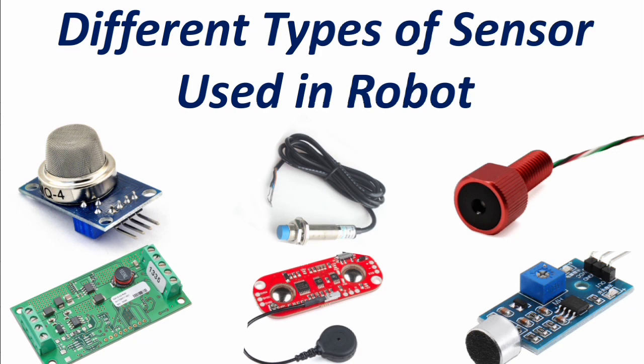I am Mohammad Zaid. In this video, we are going to discuss different types of sensors used in robots. Now first we understand what a sensor is. A sensor is an electronic device that senses the object and generates an electrical signal with respect to it. Now different types of sensors are as follows.